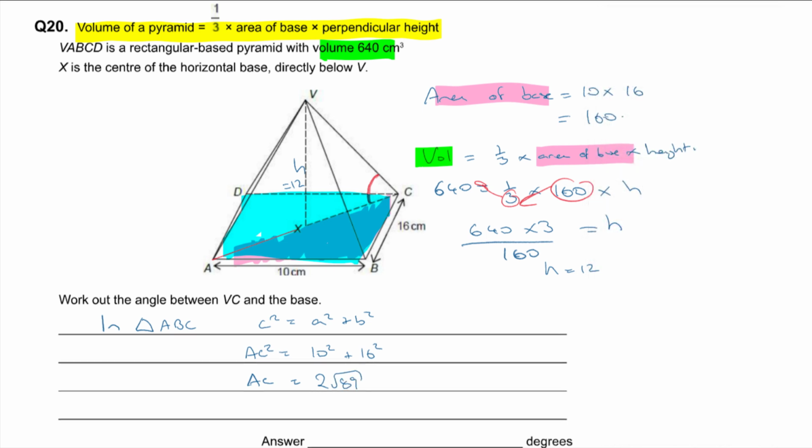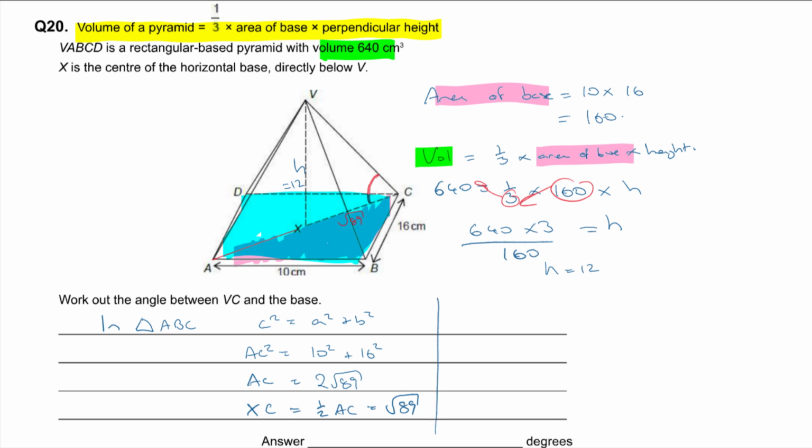So then, but I don't want AC, do I? I want XC, and that's half AC, isn't it? So XC is going to be half AC. So that's just going to be root 89. Okay, so now I know this side here is root 89, from X to C, and then I've got a height of 12. I can use trig in that triangle now, can't I?